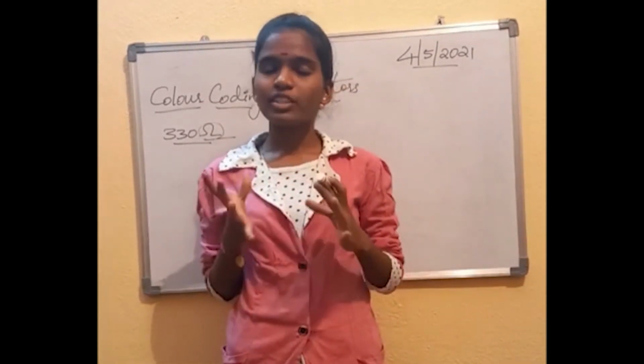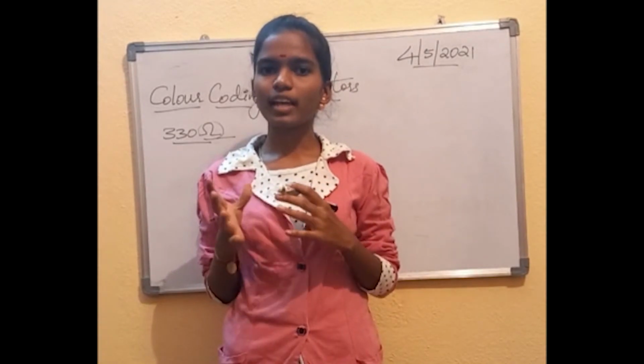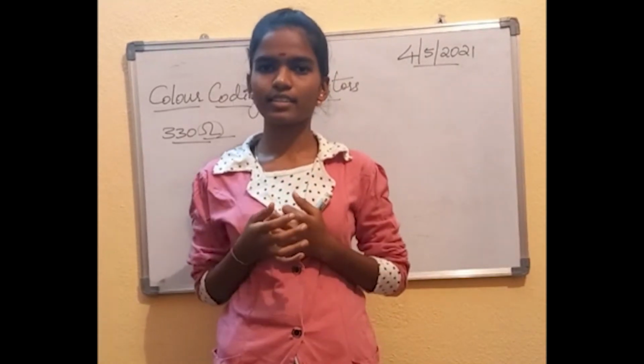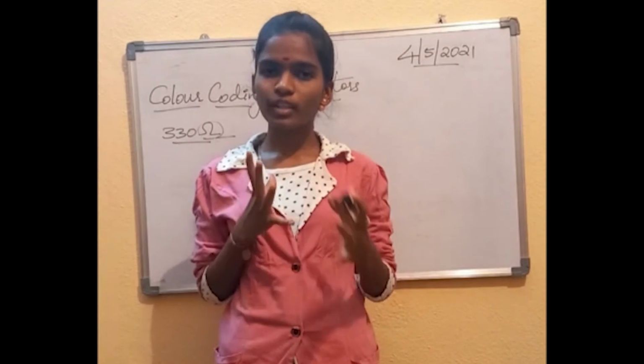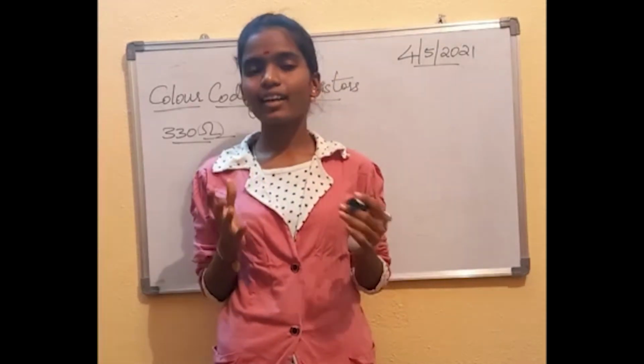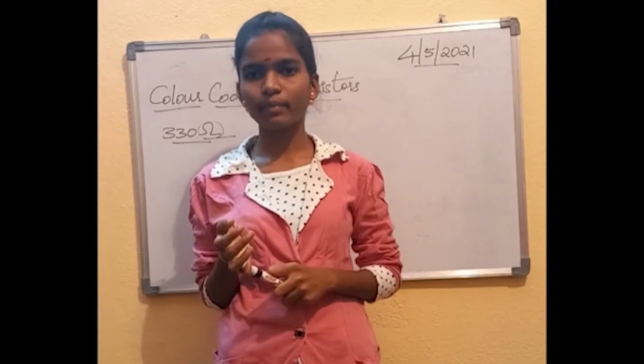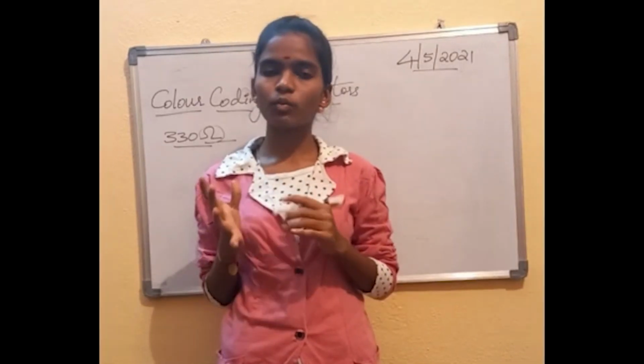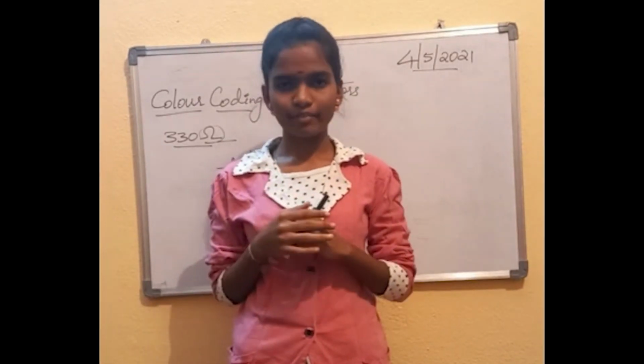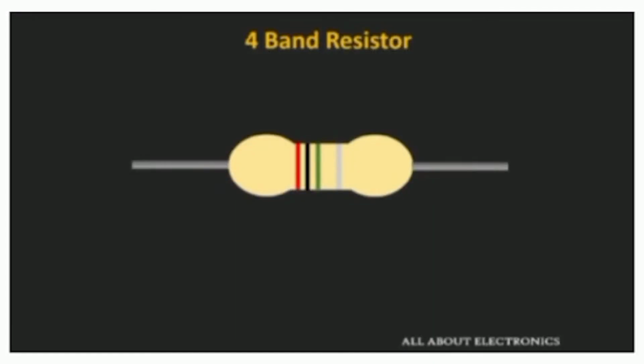Friends, now the commercially available resistors can be either 4 or 5 or 6 band resistors, and depending upon the number of color bands they have, they are known as either 4 band or 5 band or 6 band resistors. In this session we are going to learn about 4 band and 5 band resistors. Now let us find out how to find the value of 4 band resistors.